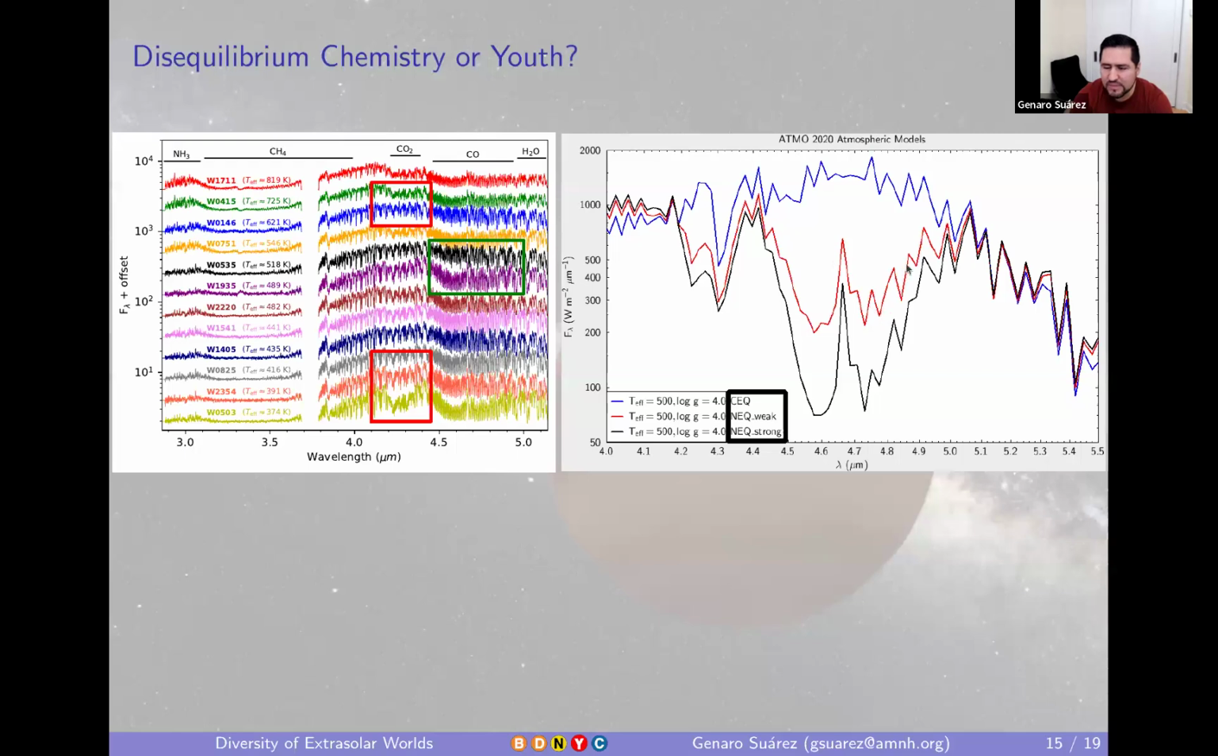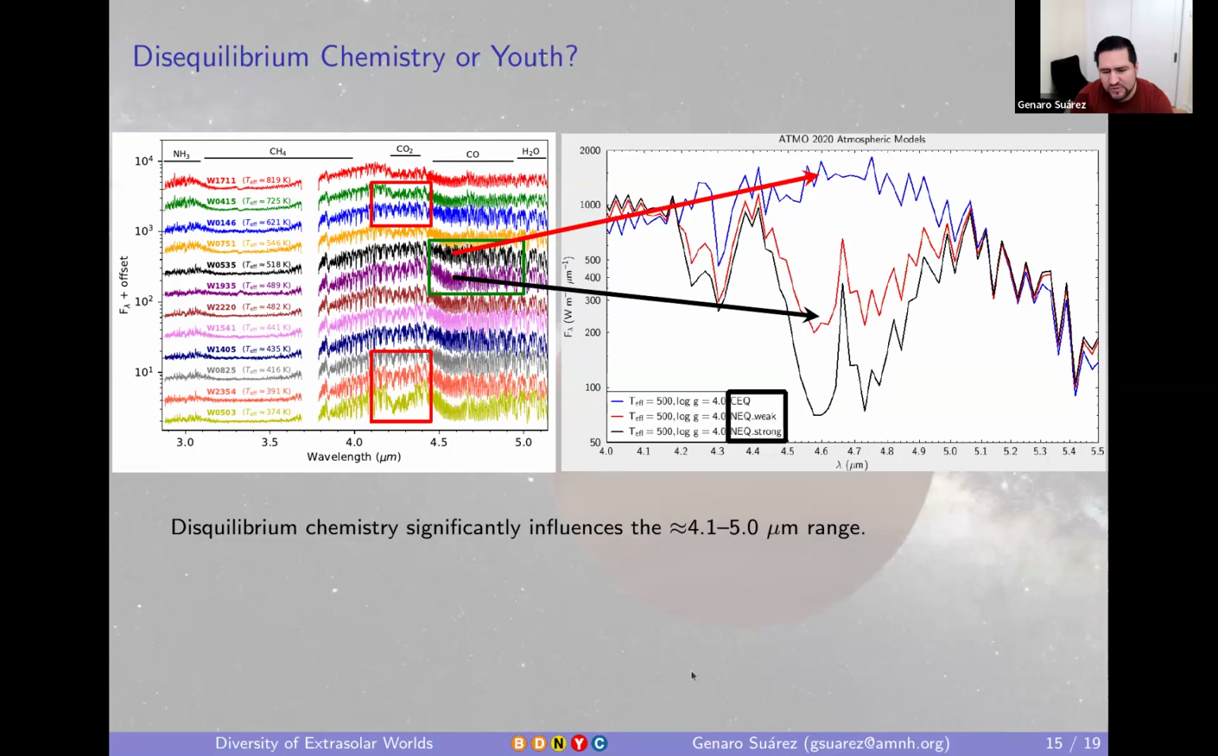In red and in black, we have atmospheres with non-equilibrium chemistry due to vertical mixing, the red spectrum due to a weak vertical mixing, and the black spectrum due to a strong vertical mixing. So we observe a diversity of the CO2 and CO feature due to vertical mixing. And this is consistent with the diversity that we observe in our spectra. So we observe that the feature is flat for objects in chemical equilibrium, and the absorption is strong for objects out of chemical equilibrium. And also the same for the CO feature. So we found that this disequilibrium chemistry significantly influences the near-infrared spectra of the coldest brown dwarfs.